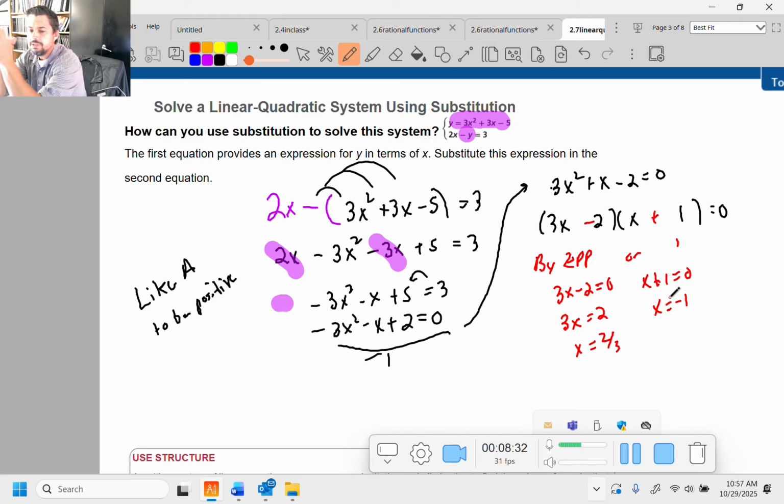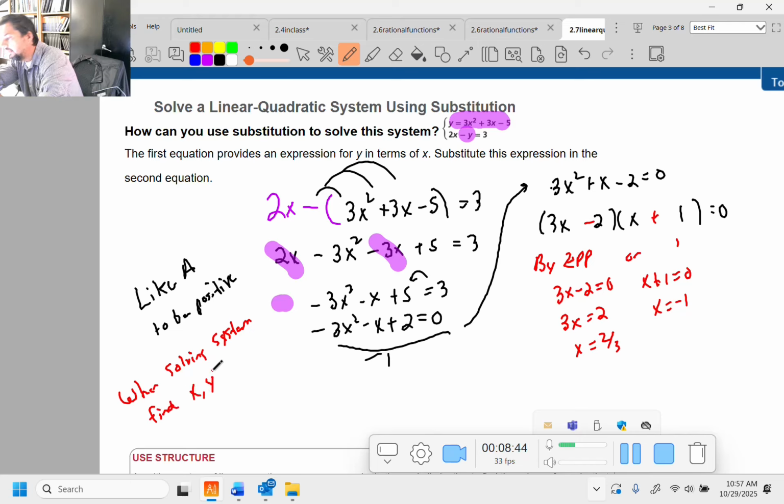Now, when you solve a system, give your answers as ordered pairs. When solving a system, you find x and y. That's just what you do. And it's not a hard thing to do. It would be easier to plug into the second equation as opposed to the first equation. It would be. And that's what I'm going to do. Everywhere I see an x, I'm going to put 2/3.